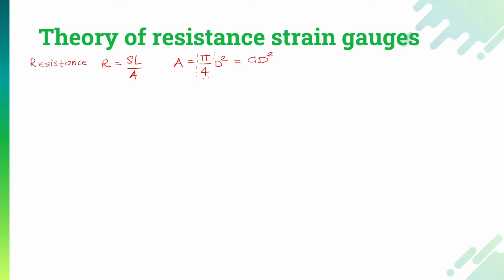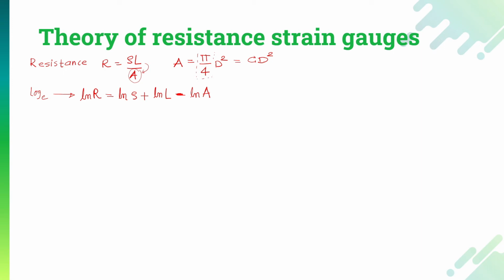Now next we are going to take the log base e of the whole equation. So ultimately the log base e of R is equal to, first, the log of rho. Now as L is in the multiplication, it will be added, so plus the log of L, and as A is in the division, it will be subtracted. So minus the log of A. Okay, so this is what we have received.